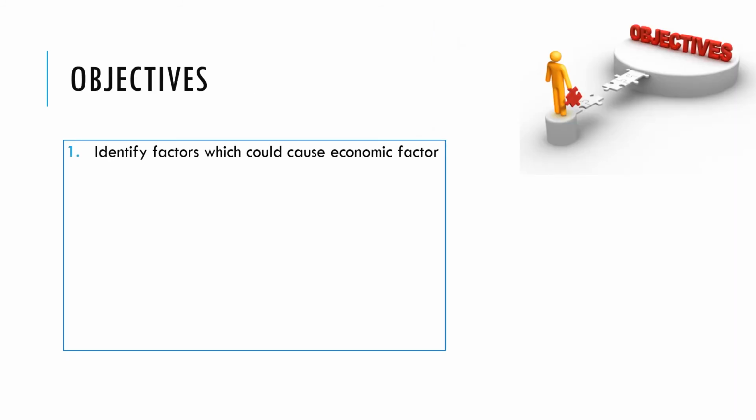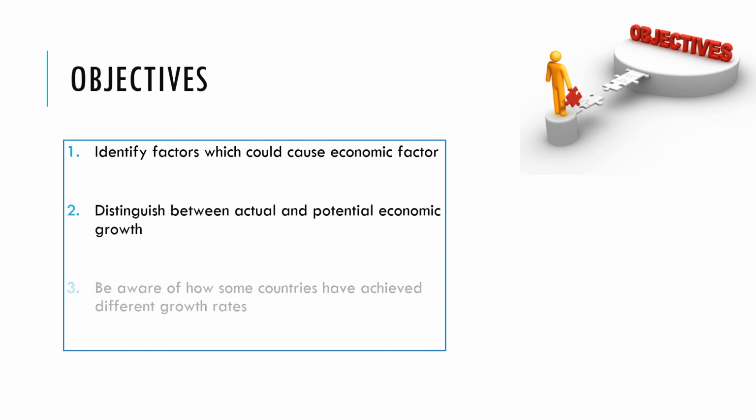So we've looked at some different factors which could cause economic growth. We've looked at actual and potential economic growth and also what might constrain economic growth. And finally, we've touched on some different examples of how countries have achieved economic growth.